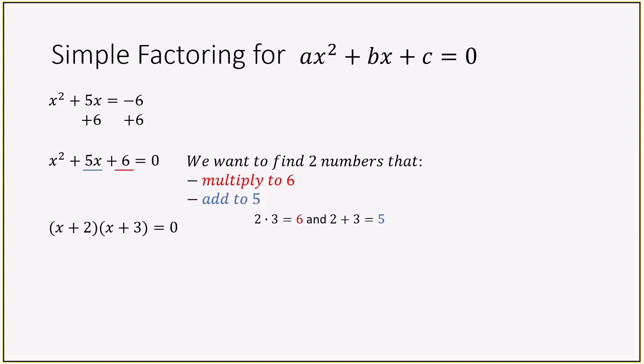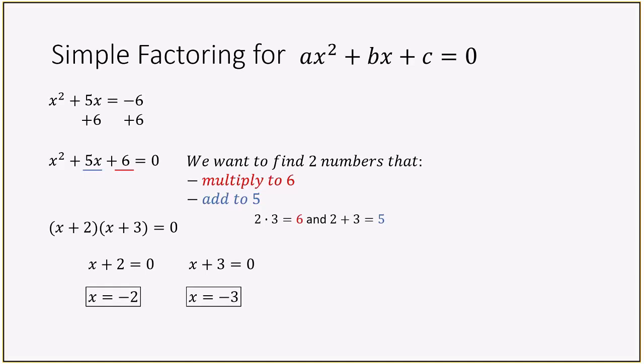So you could also write x plus 3 times x plus 2 is equal to 0, and that's perfectly fine. Well, now using the strategy that we talked about on the previous slide, we set both parts equal to 0 and solve. In this case, it's a one-step process, so I didn't really write it out explicitly, but I would subtract 2 from both sides. I get x equals negative 2. And I would subtract 3 from both sides and get x is equal to negative 3.